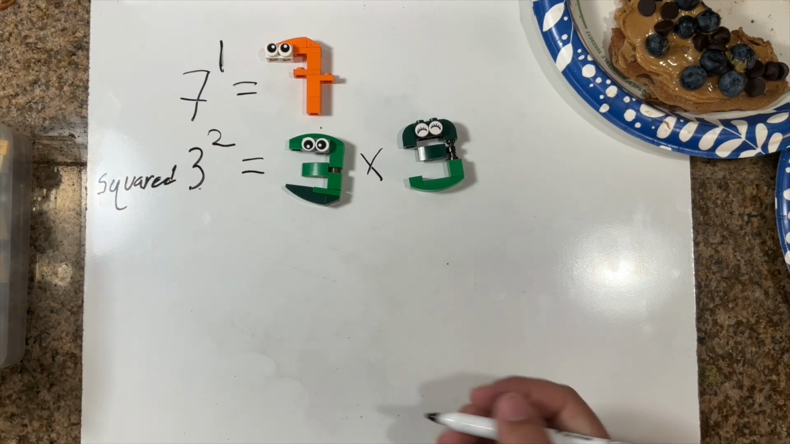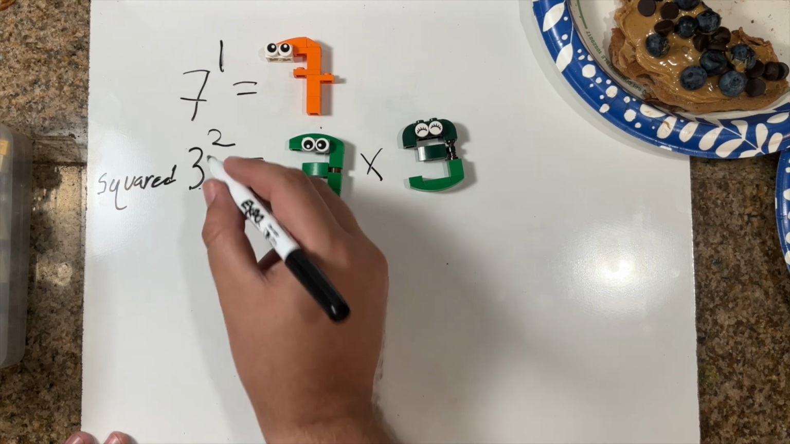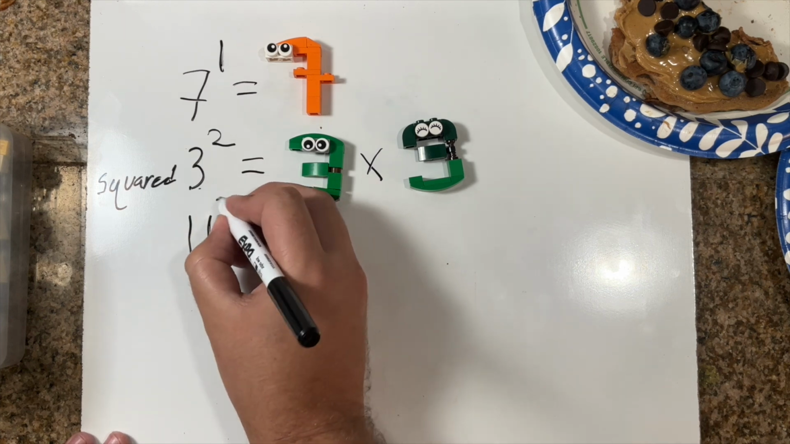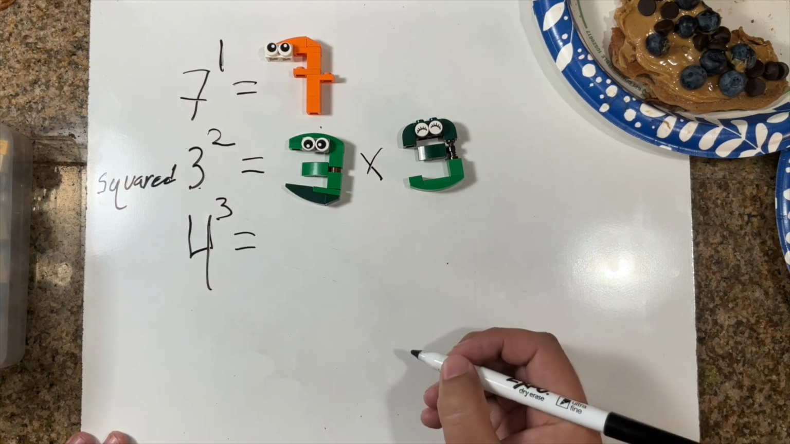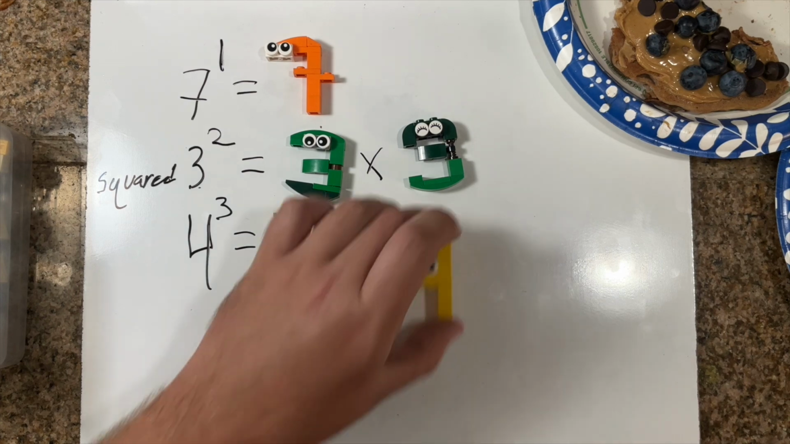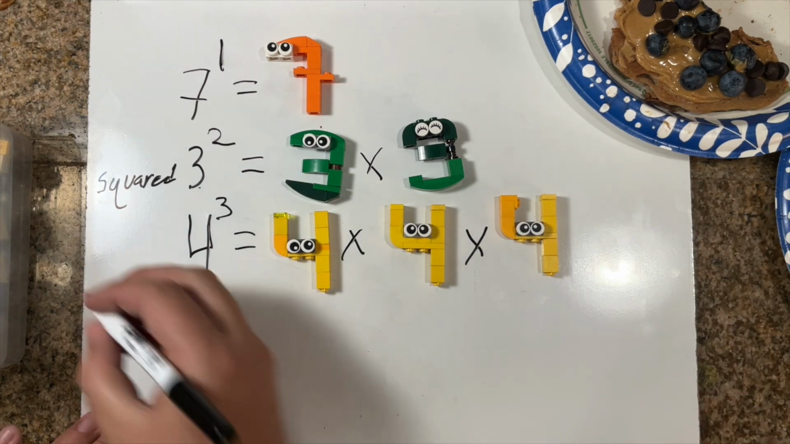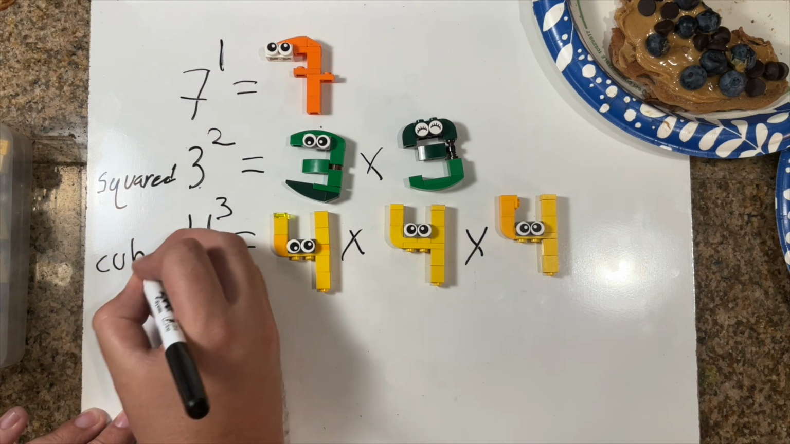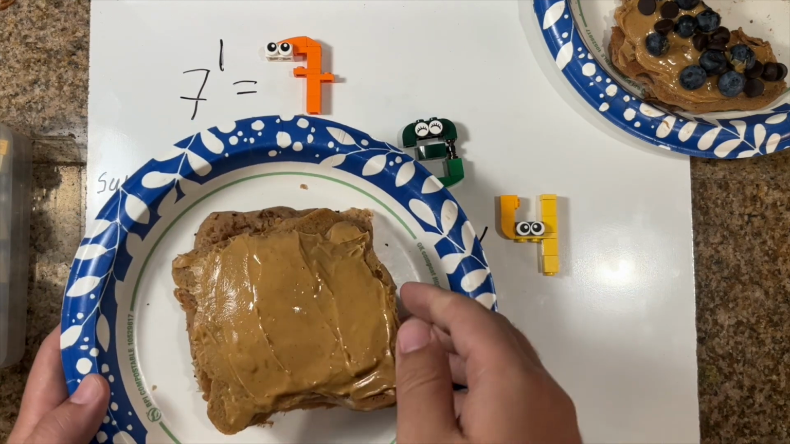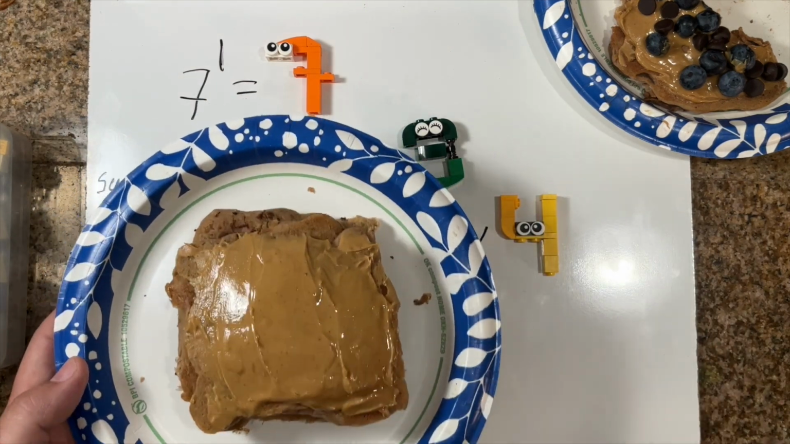Now, what if you wanted to bring the number up one more time? Well, it's essentially like going up one more dimension. So let's say that you have 4 to the 3rd power. That would be 4 times 4 times 4, or 4 cubed. 4 cubed is essentially like stacking pancakes one on top of each other. There's 4 pancakes here, all stacked on each other.